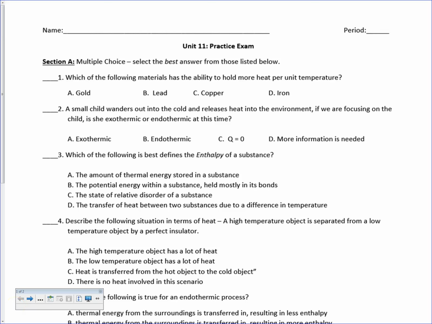Okay, this is the key for the Unit 11 practice exam. I'm going to go through it pretty quick, but you can always ask me questions if you have any questions about anything.